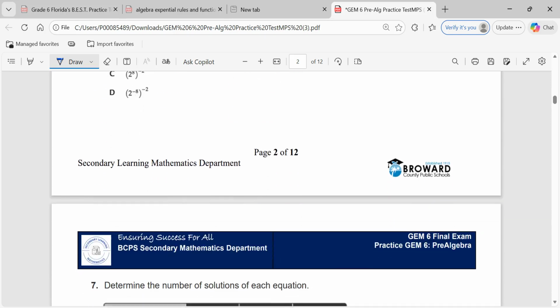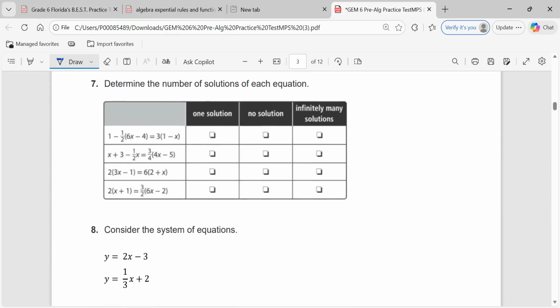Number 7. Number 7 is a long one because you have to do them all to find out which is which. So we're going to solve these equations one at a time. The first one is 1 minus 1 half times 6x minus 4 is equal to 3 times 1 minus x. And so we're going to simplify the left, simplify the right, and move across the equal sign.